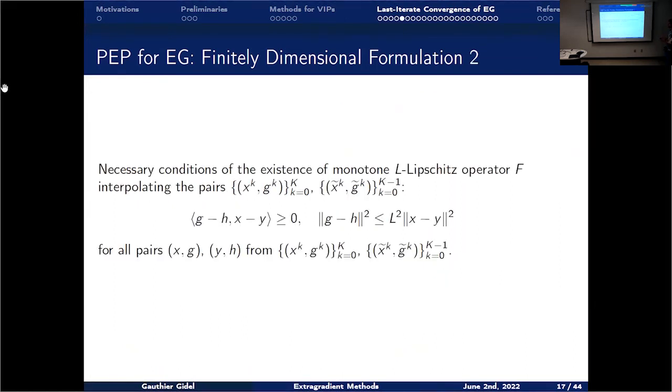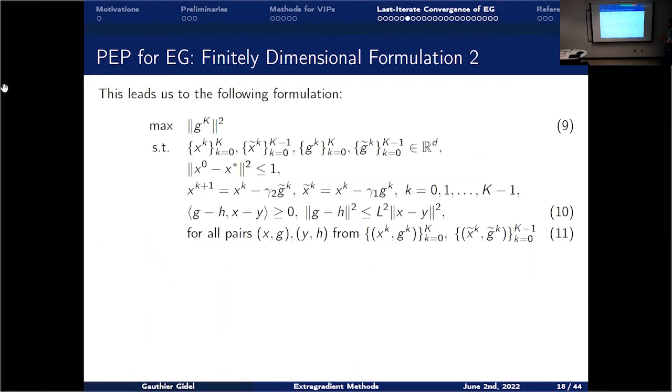So for all the pairs, etc. And so I get this new problem where now I'm not asking f to be Lipschitz and monotone, because f has disappeared. I have just the necessary condition that if g tilde and gk were corresponding to a monotone and Lipschitz vector field, we would have to have this for all the pairs. And so the question is, is it sufficient?